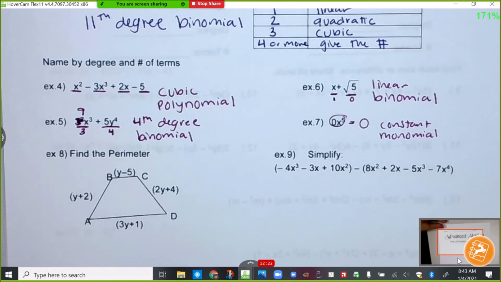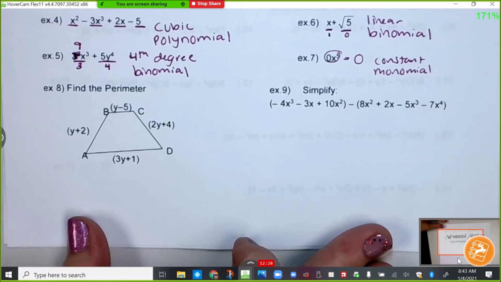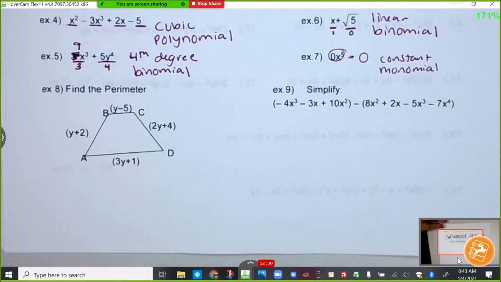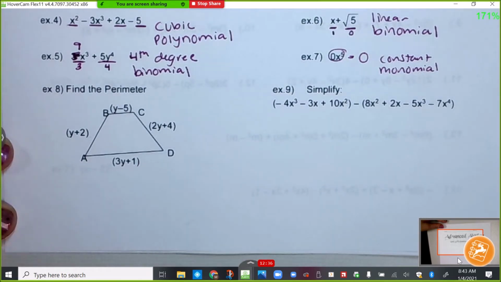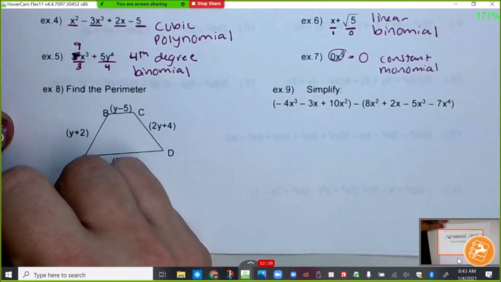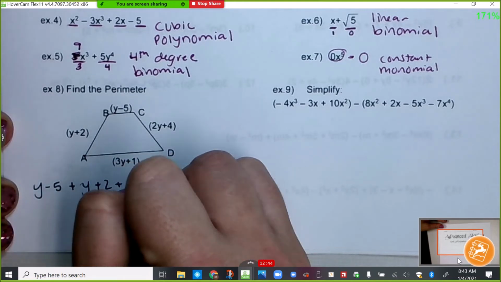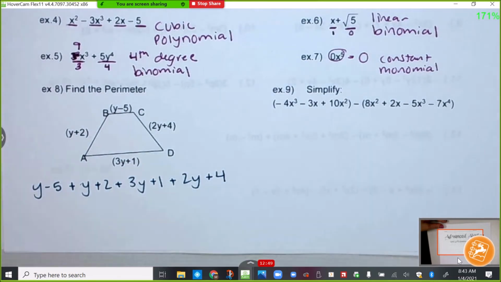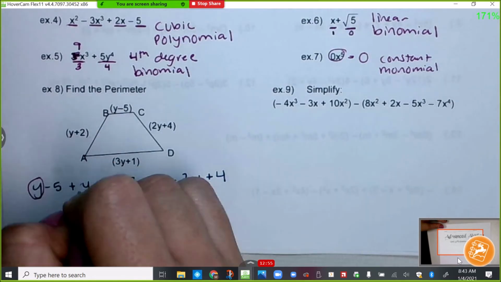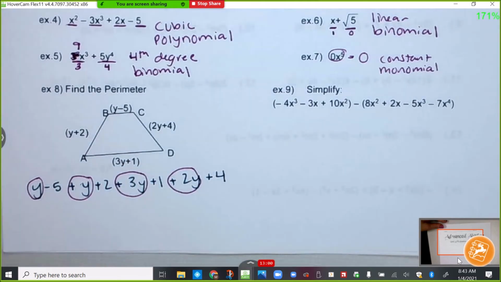Okay, the last two are simplifying. Okay, combining like terms. That's all you do in simplifying expressions, right? Okay, so here it says find the perimeter. How do you find perimeter? Huh? Add all the sides. So we have y minus 5 plus y plus 2 plus 3y plus 1 plus 2y plus 4. So what are my like terms? Everything with a y, right? So here's a y. This is a plus y. This is a plus 3y. This is a plus 2y. Why do you think I circled the symbol in front as well?